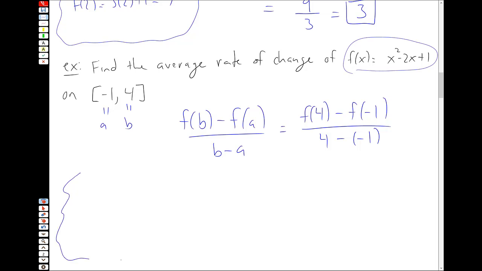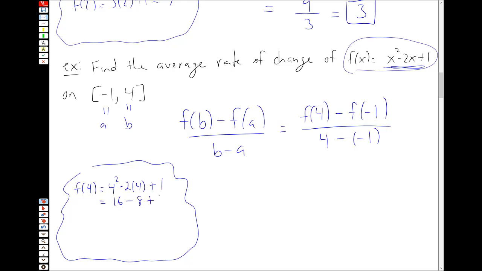And again, I'm going to do some scratch work on the side, figure out what f of 4 and f of minus 1 is. So f of 4, again, if we look at our function in the upper right, this is going to be 4 squared minus 2 times 4 plus 1, which is 16 minus 8 plus 1, which is 9. F of minus 1, this is negative 1 squared minus 2 times negative 1 plus 1, which is, so negative 1 squared is 1. Negative 2 times negative 1 is plus 2, plus 1, so we get 4.